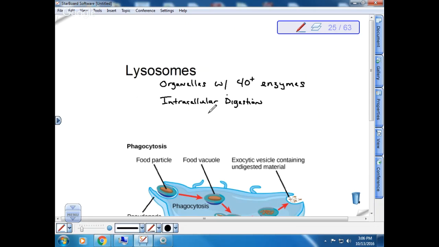So intra means inside the cell. In our stomach, that would be extracellular digestion, but then we have to take in substances and digest them even further inside the cell. And there are some really good examples of intracellular digestion, specifically in white blood cells called macrophages. These are large white blood cells that eat debris. So macrophages eat bacteria and debris, and they clean it up. They're like the garbage men of the body.